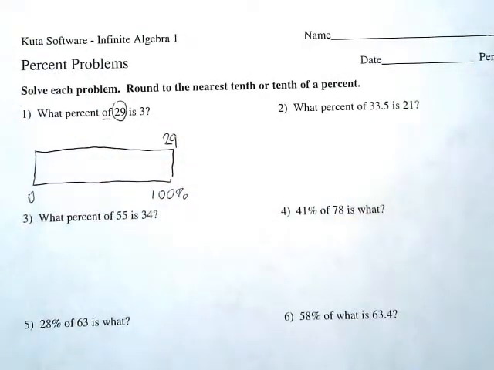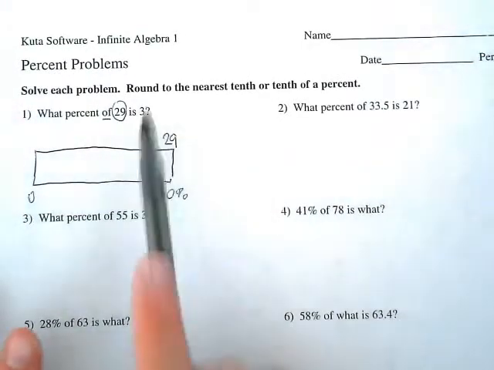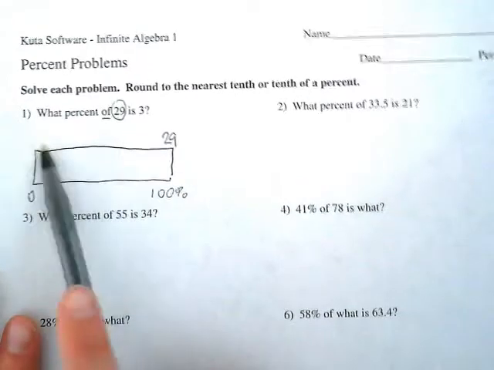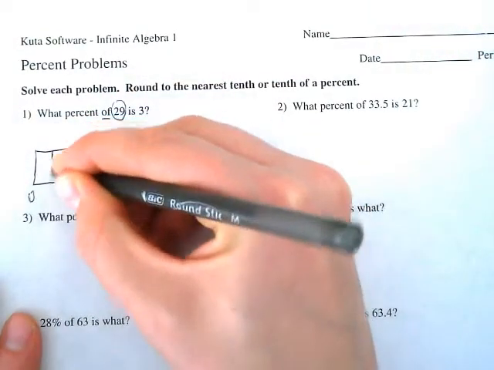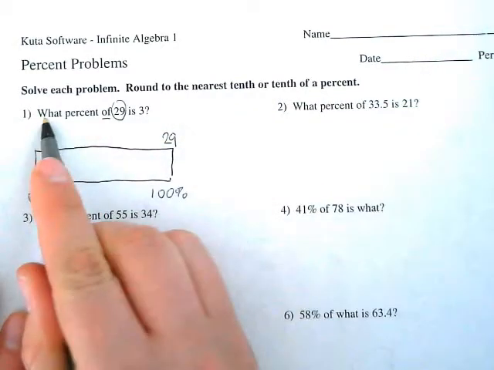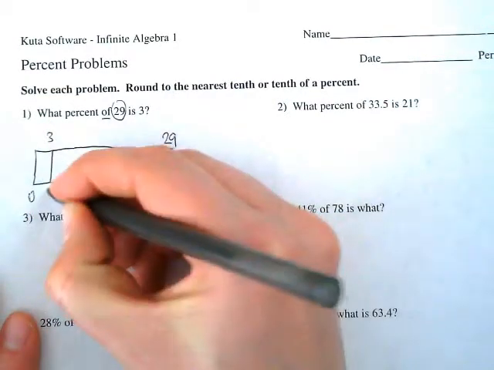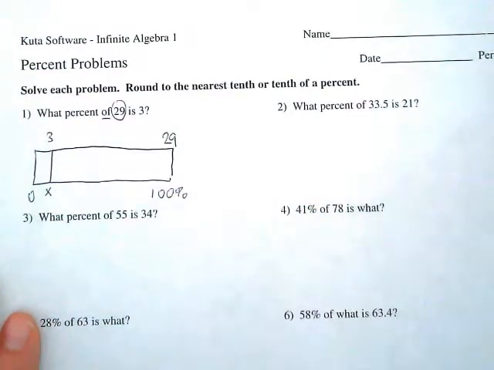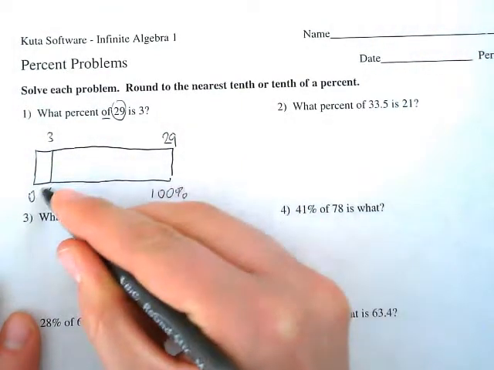The last number that I have in this problem is a 3, which if a 29 is here, a 3 is probably somewhere over here. And since we are looking for what the percent is, I'm going to put an X right down there at the bottom. Now let's go ahead and cross multiply this to solve.